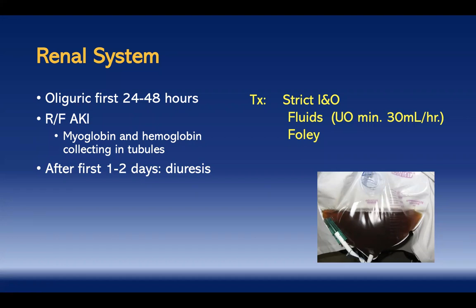And so how do we treat this risk for acute kidney injury and help flush this myoglobin through the kidneys? Well, we're going to do strict I&O. And we're going to continue to push those fluids per the Parkland burn formula with the goal of having a urine output of minimum of 30 mLs per hour. And of course, this patient is going to need a Foley.